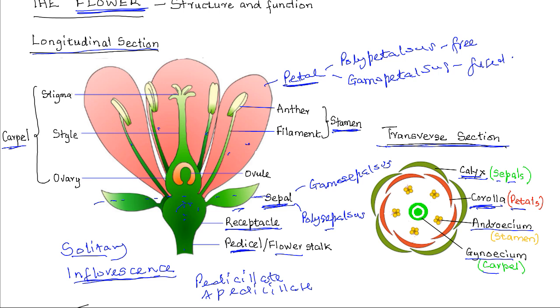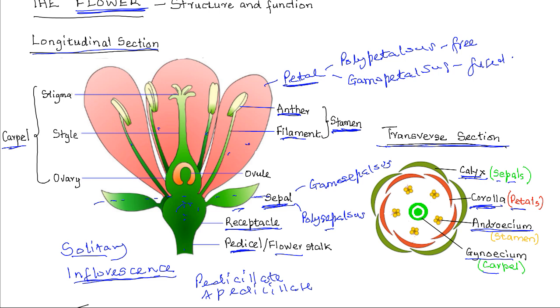Then the next ring is known as the androecium. The androecium is the male part of the flower. It consists of several stamens. Each stamen is made up of a stalk known as a filament, which bears the anther at the tip. So a stamen consists of the filament, which is a stalk, that bears the anthers at the tip.